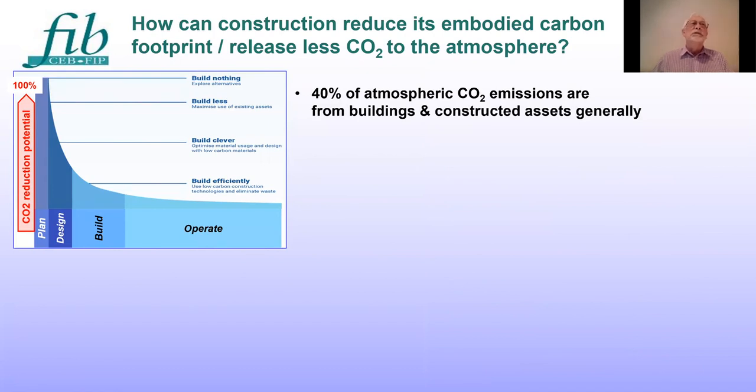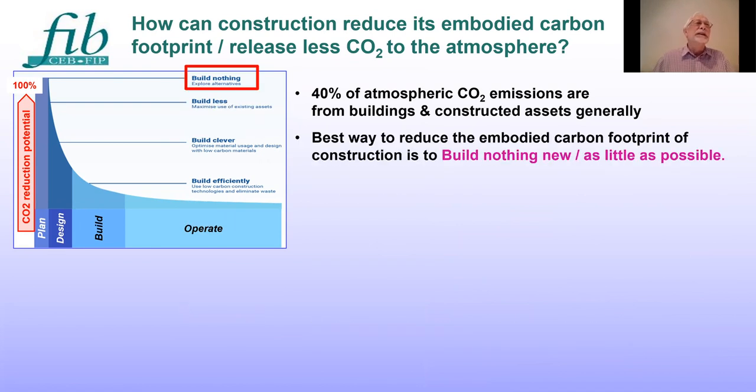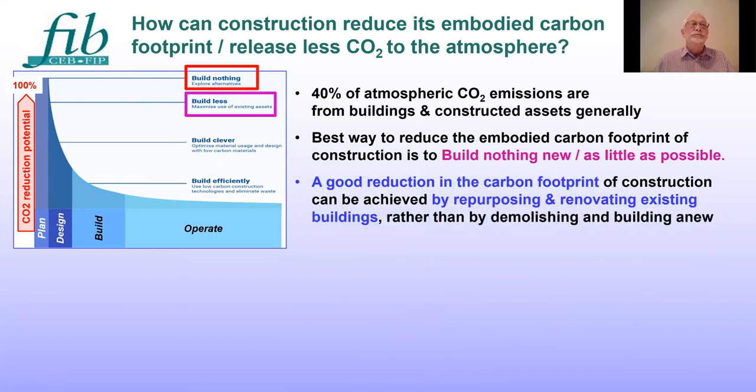So how can construction reduce its embodied carbon footprint and release less CO2 into the atmosphere? So the graphic on the left here shows the life cycle of a project from planning, design, build and operate on the horizontal axis, and on the vertical axis, the CO2 reduction potential within a project. So here at the top, 100%, there's the possibility of building nothing or as little as possible. So that would be the most effective strategy, but not perhaps particularly helpful.